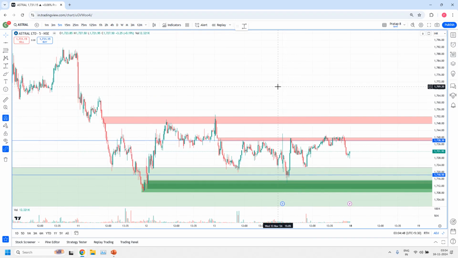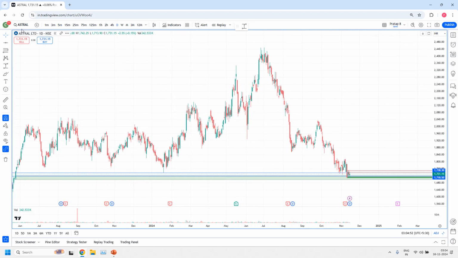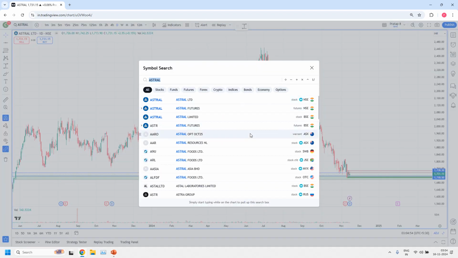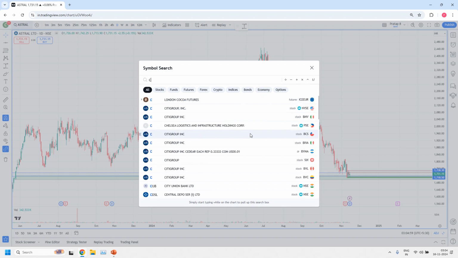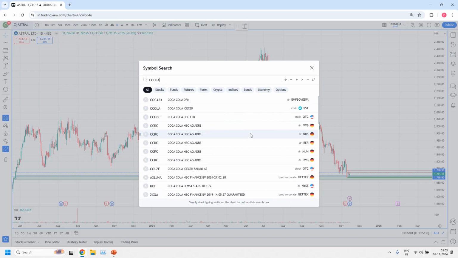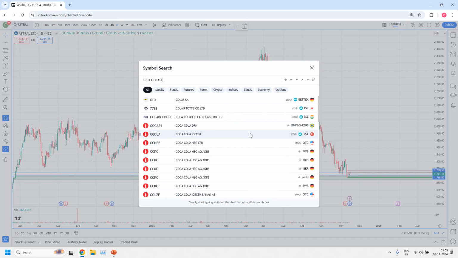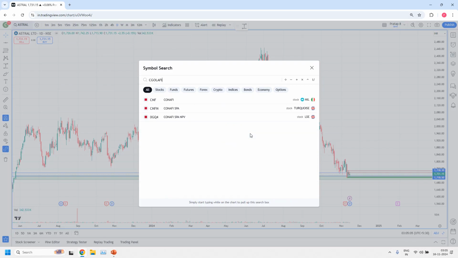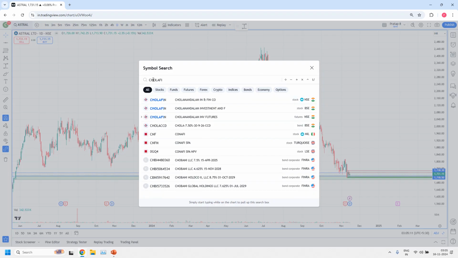And let me give you one more example. That is the daily high liquidity zone for Cholamandalam Finance. Some spelling mistake. CHOLA. So, Cholamandalam Finance.